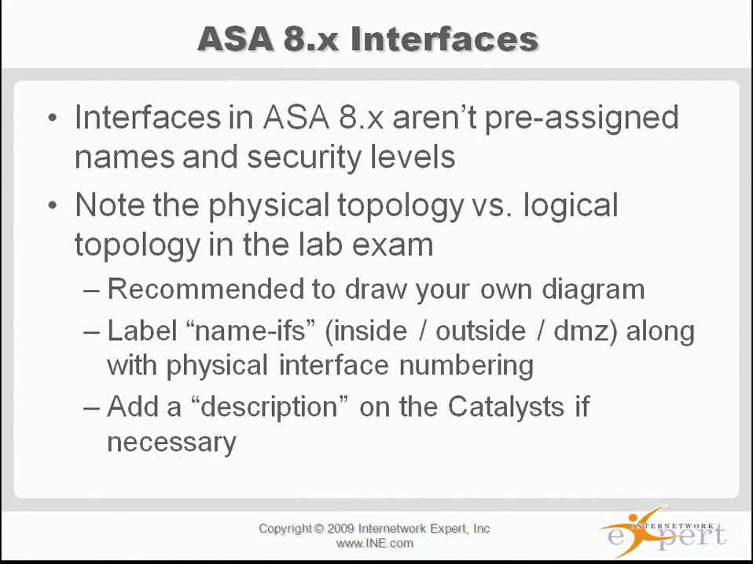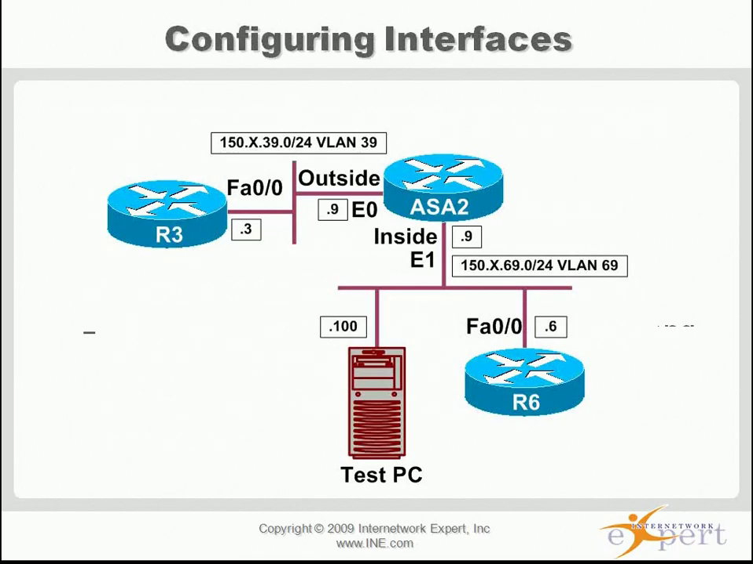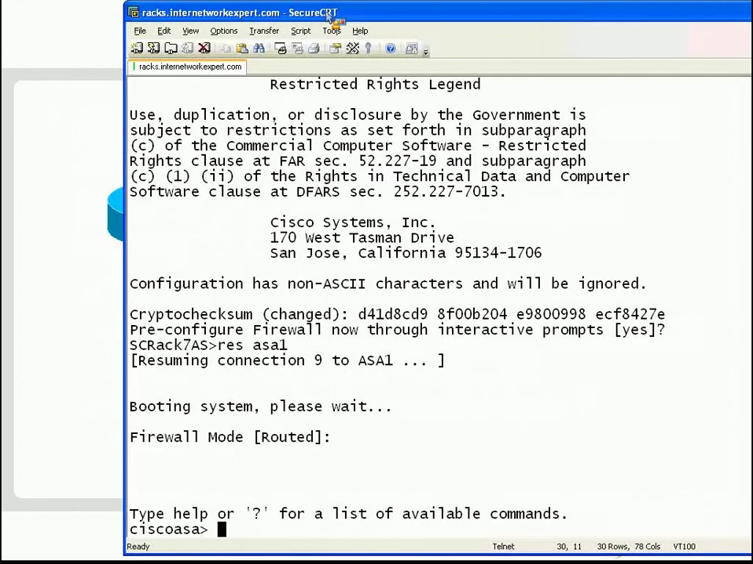So starting off with a general device configuration, interfaces themselves. We're going to set up and configure some interfaces here. In this case, we have ASA2. We're setting up an inside and outside interface connecting to router 3 and router 6, part of our diagram there, and we're going to take a look at the basic interface configuration on the firewalls.